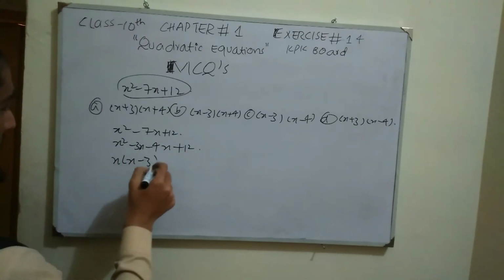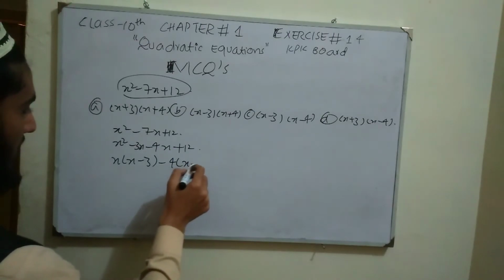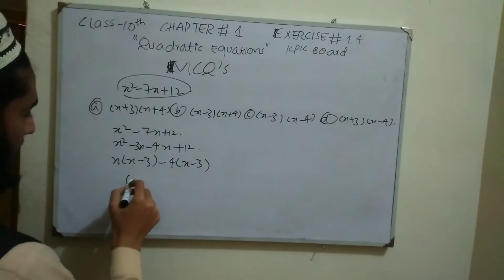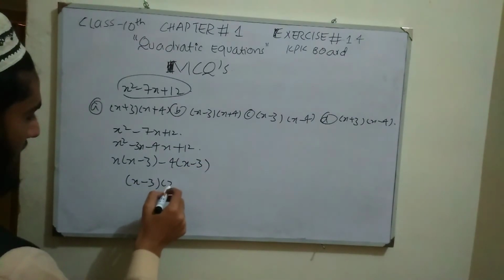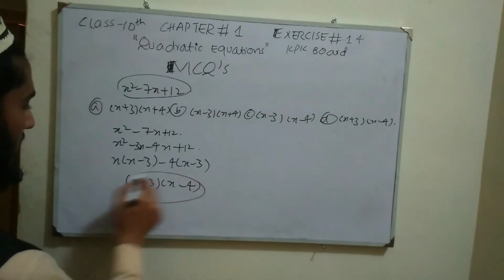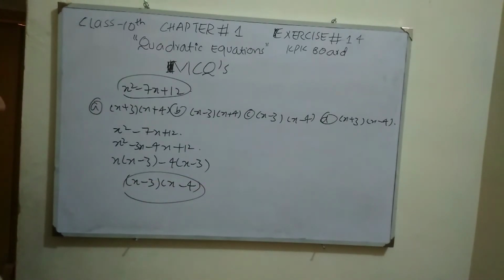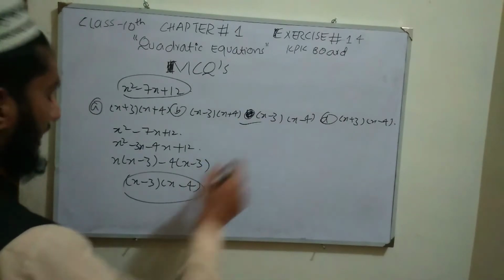Inside we are left with x minus 3, and take out minus 4 common. So inside we are left with x minus 3. Grouping the term, it gives us x minus 3 and x minus 4. So this is the factorized form of the given quadratic polynomial. Option C is the right option.